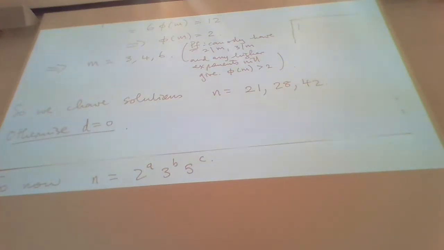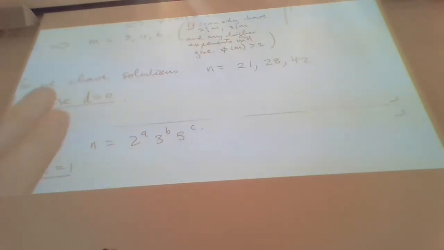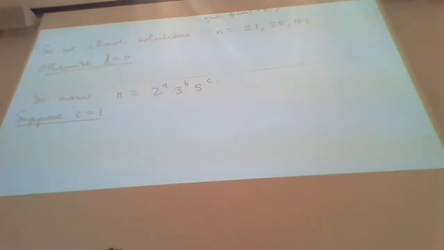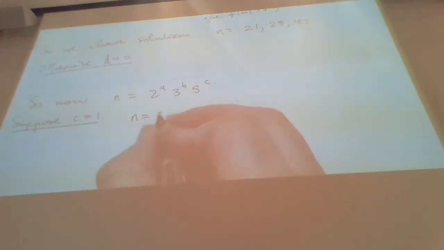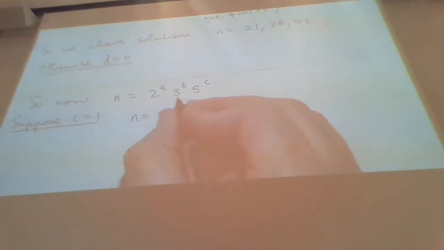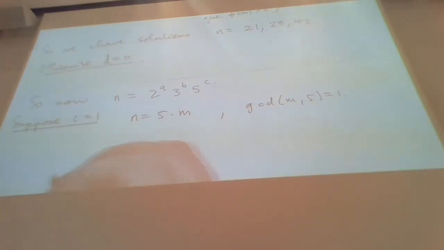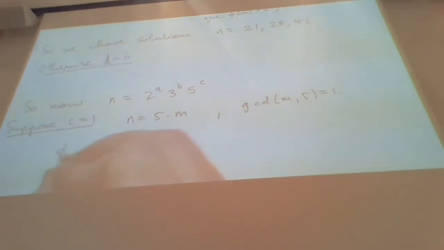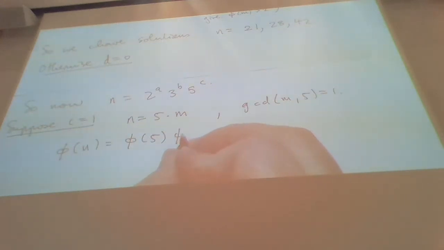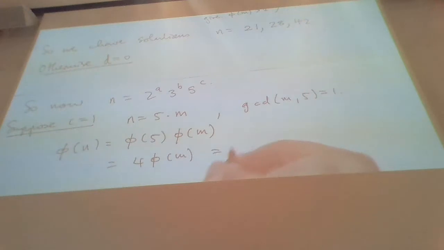Suppose C is 1. And there's no 7s and no 13s. We've already dealt with those cases. So same thing. n is equal to 5 by m. The m has the 2s and 3s if there are any. So that's co-prime to 5. So φ(n) is exactly the same analysis, 5 times φ of m, which is 4 times φ(m). This is supposed to be equal to 12, so that implies φ(m) is 3.